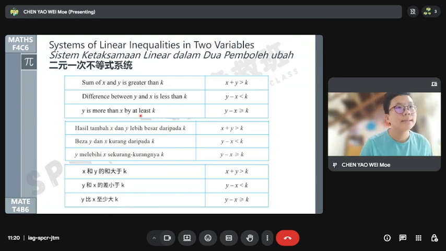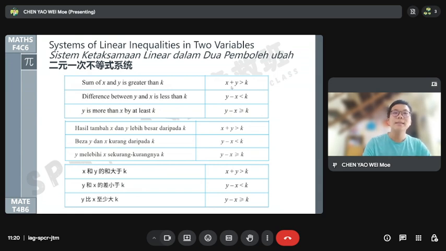You put it like this, and this one you wait first. You see, y is more than x, so y is larger. So you put y first, more than x. You cannot put the sign like this. You must put another sign to represent the whole inequality. So you can put y minus x because y is larger. Sini ada untuk bahasa Melayu.